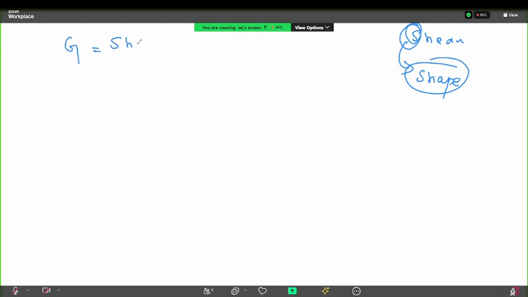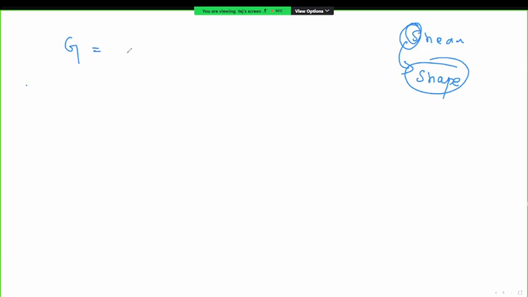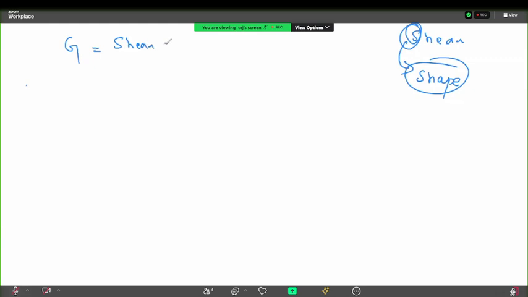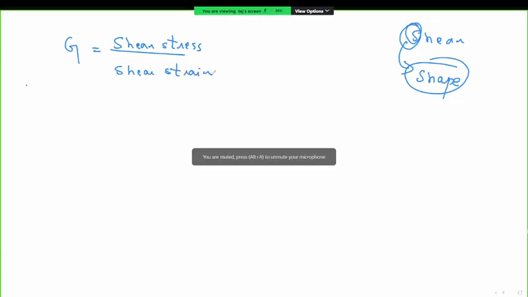The formula will be, one minute, wait. Shear stress will be change in shape. How do you write it? Shear stress divided by shear strain. Shear strain or shearing strain, both of them are fine.